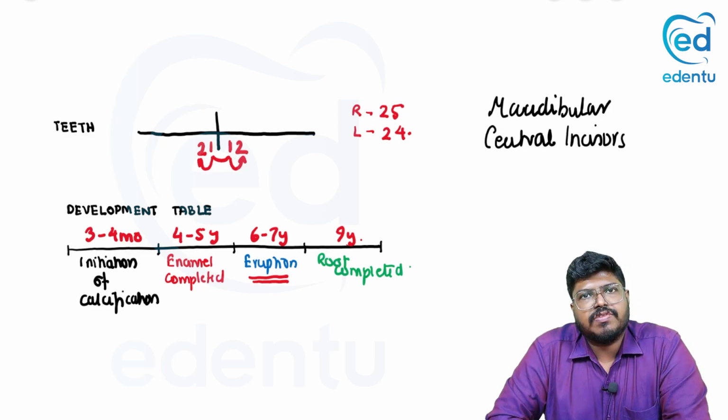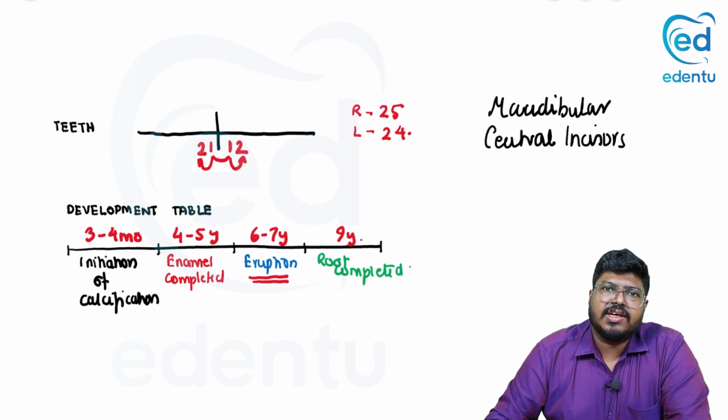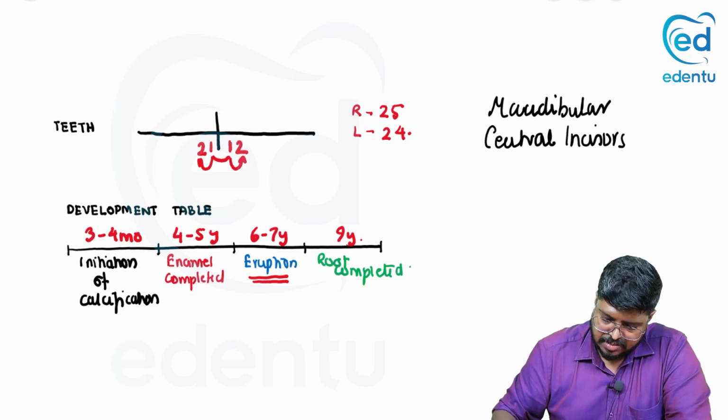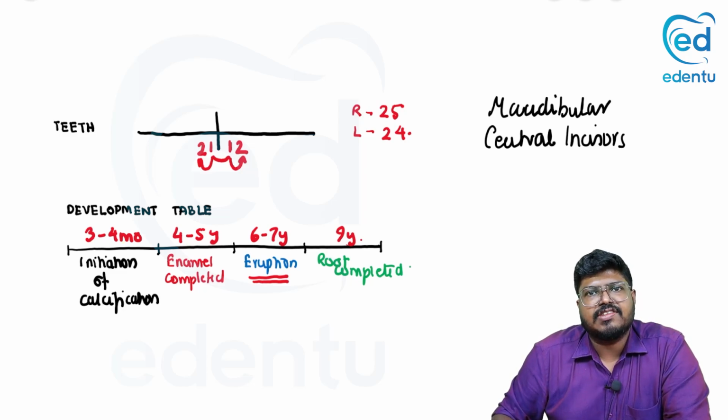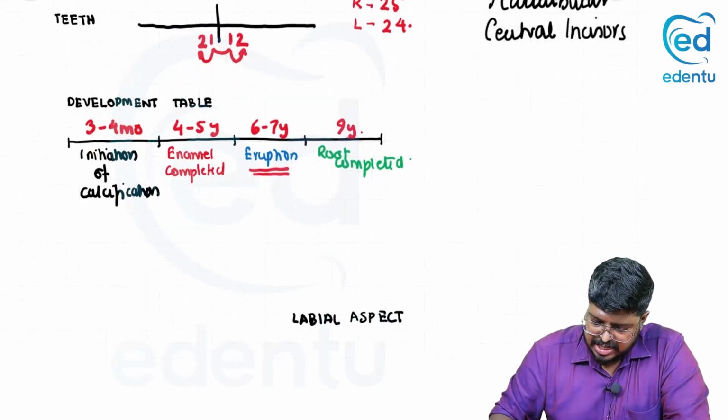So, initiation of calcification happens at 3 to 4 months. The completion of the enamel happens at 4 to 5 years. The eruption happens at 6 to 7 years, and the completion of the root occurs at 9 years. Now that we are done with almost all the general aspects of the mandibular central incisor, let us look at each of the aspects. First one is in the vertical axis, the labial aspect of the mandibular central incisor.